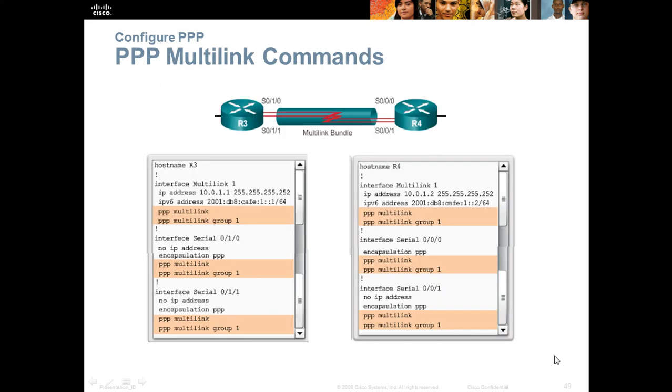Configuring the multilink commands on point-to-point protocol. In this example on router 3, we have given the command ppp multilink and then added the multilink command ppp multilink group 1. Similarly, on router 4, we have issued the command ppp multilink and ppp multilink group 1. So on both the sending and receiving routers, once they configure the multilink, it must be in the same group.